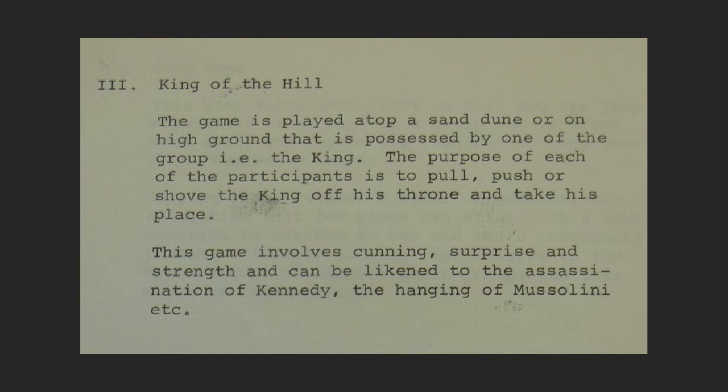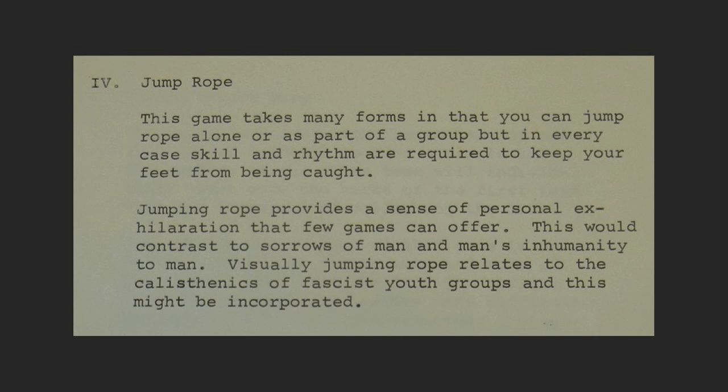As an example of these metaphors, the original treatment said that the game King of the Hill involves cunning, surprise, and strength, and can be likened to the assassination of Kennedy, the hanging of Mussolini, etc., or jumping rope, provides a sense of personal exhilaration that few games can offer. This would contrast to Sorrows of Man and Man's Inhumanity to Man. Visually jumping rope relates to the calisthenics of fascist youth groups, and this might be incorporated. I can assure you that these subversive metaphors did not make the final cut.